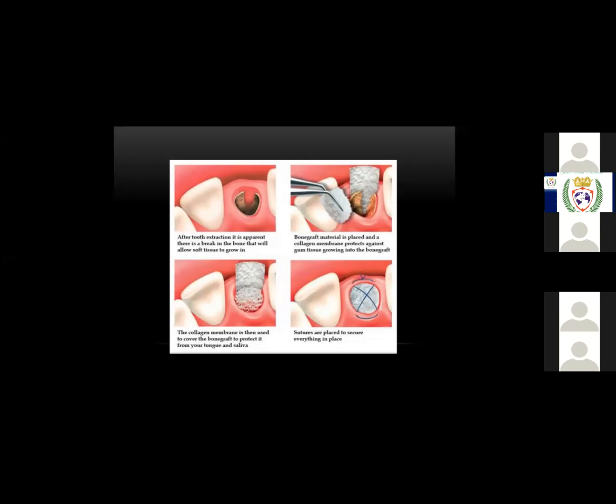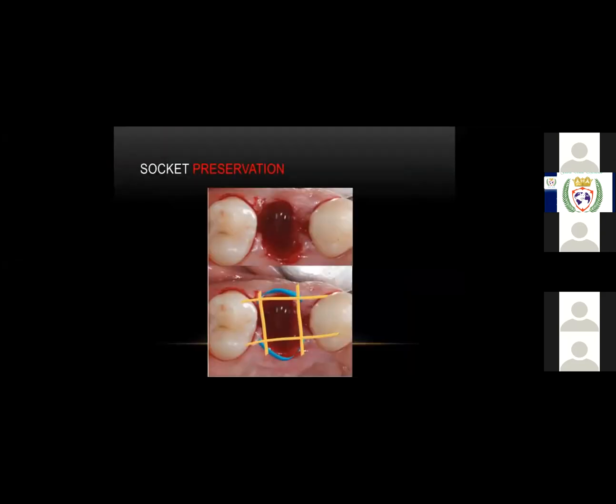Now we'll come into the socket preservation, which I was talking about. Whenever we have an opportunity of preserving the socket, give an option to the patient and preserve the socket, because preserving the bone and the ridge contour is very, very important. So we can put an implant there, and we can preserve the socket, and we can place a bone graft there.